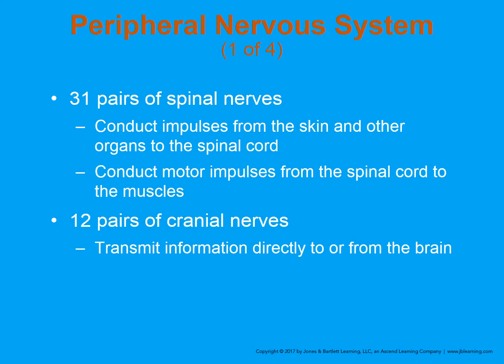We have 31 pairs of spinal nerves, and you should think of the spinal nerves as telephone lines that carry a message back and forth between your body and the spinal cord. They control sensation and movement of your body. And then the 12 pairs of cranial nerves transmit information directly to and from the brain. The cranial nerves affect your ability to smell, hear, see, and move your face muscles.